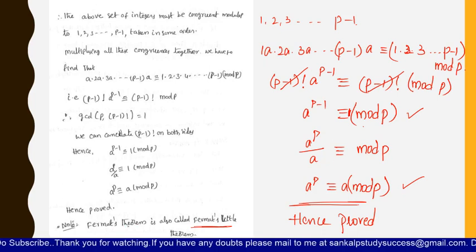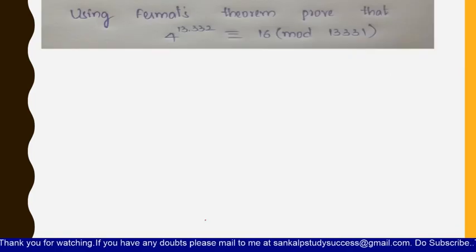You have to remember these names also. Fermat theorem and Fermat little theorem, both are same. So now let us solve one question, which is using Fermat theorem, prove that 4 to the power of 13,332 is congruent to 16 mod 13,332.